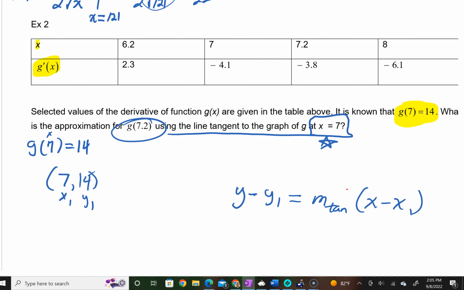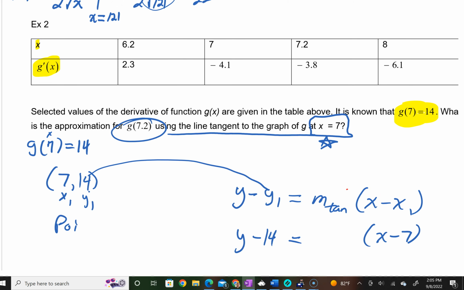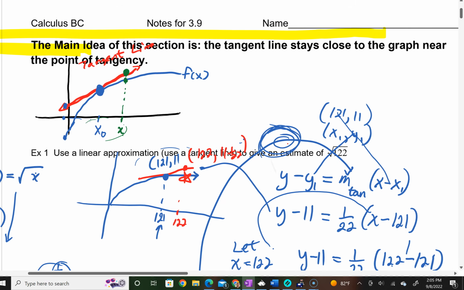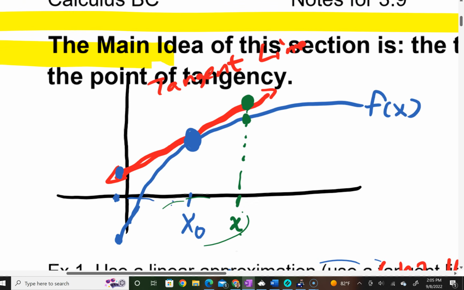And real quickly, kids are going to say, well, I see what's happening. It's y minus 14 here, and it's going to be x minus 7 here. The 7 comma 14 is the point of tangency. See, that's right here. And in fact, we want the tangent at x equals 7. Dare I say, I want to show you something. Let's just come back here.